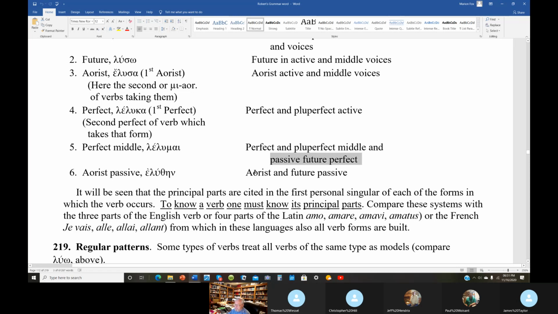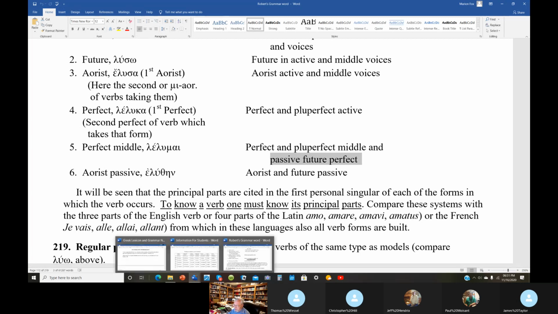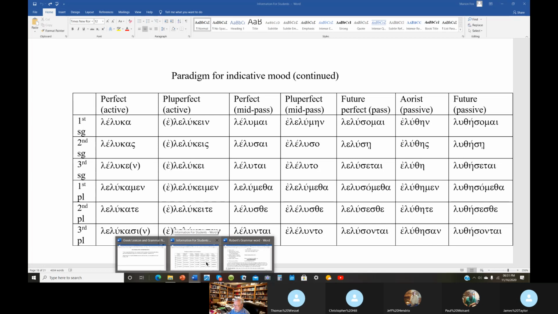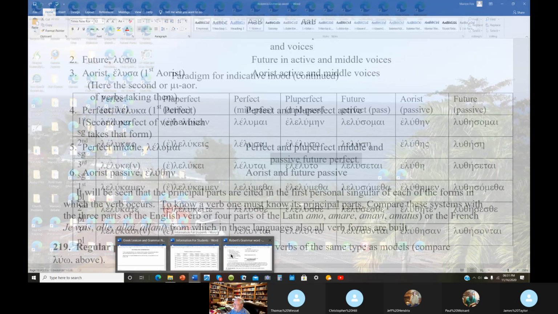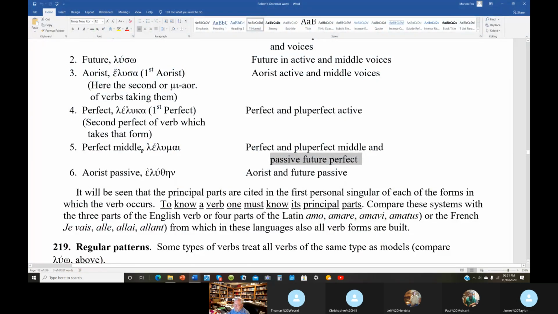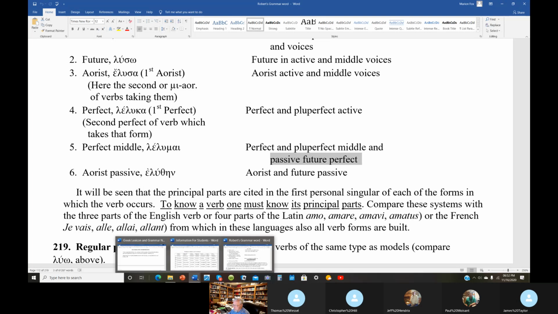Now the future perfect's not found very many times, but I put your future perfect paradigm on here. It's not in this book. I got it out of another book just to be sure I had it right. I hunted around and found it, didn't do it on my own, okay? Sorry about that. So that's it: perfect and pluperfect middle, and passive future perfect.